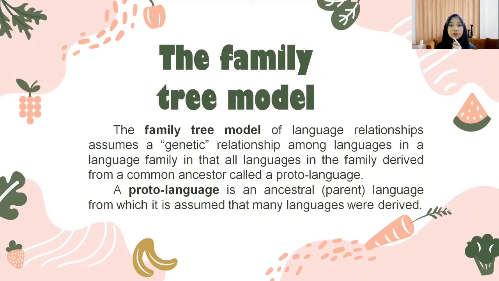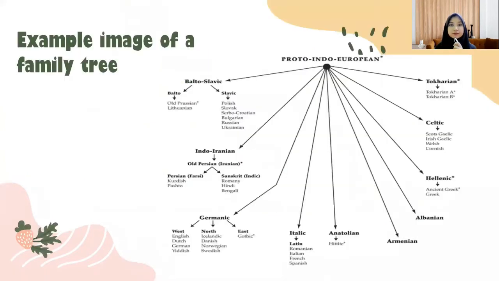The family tree model of language relationships assumes a genetic relationship among languages in a language family, in that all languages in the family derive from a common ancestor called a proto-language. A proto-language is an ancestral parent language from which it is assumed that many languages were derived. There is a sample image of a family tree.